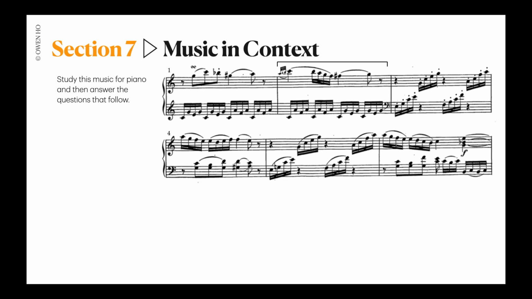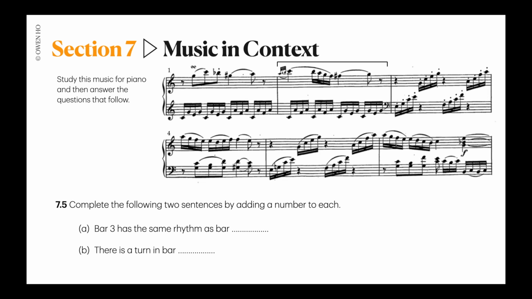And here comes the last question, 7.5. Complete the following two sentences by adding a number to each. Sentence A. Bar 3 has the same rhythm as bar something. Let's look at bar 3 in the music. In terms of the rhythm, it's all semi-quavers, and this matches exactly the rhythm of bar 5 in this case, even though they have different articulations. In bar 3 it's staccato, in bar 5 it's slurred, but the rhythm remains the same, and therefore the answer is bar 5.